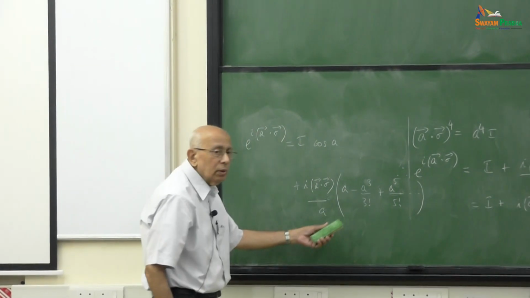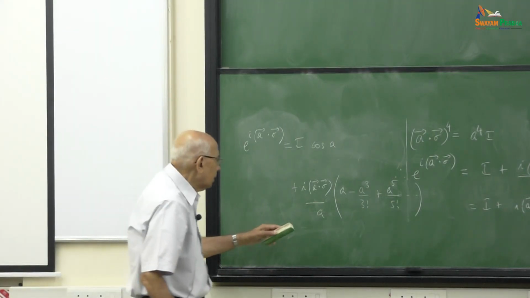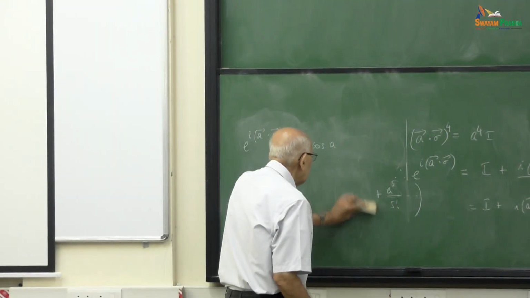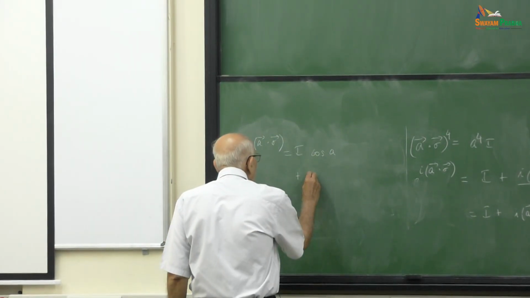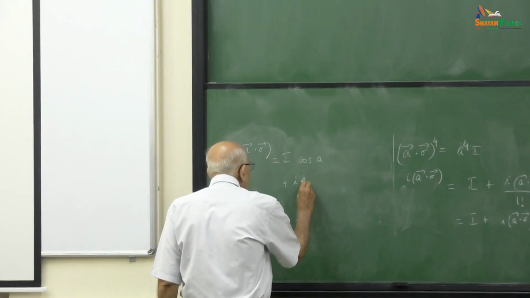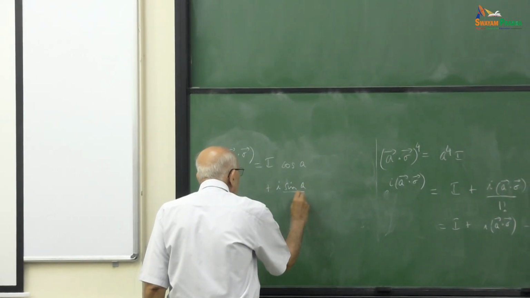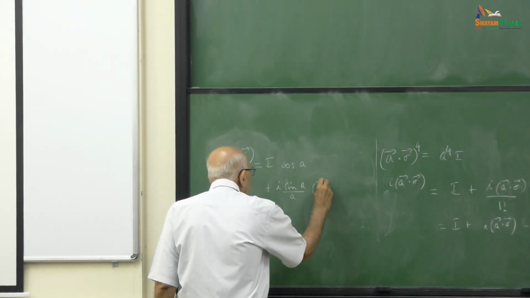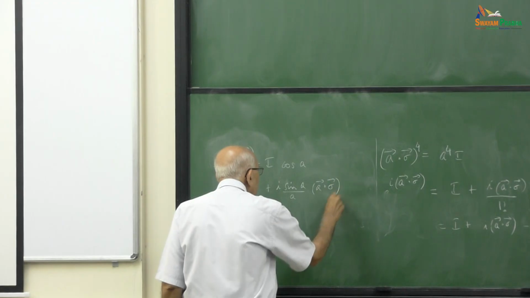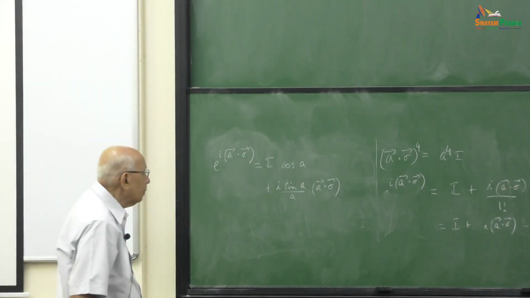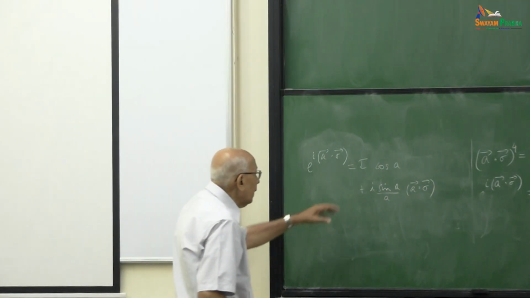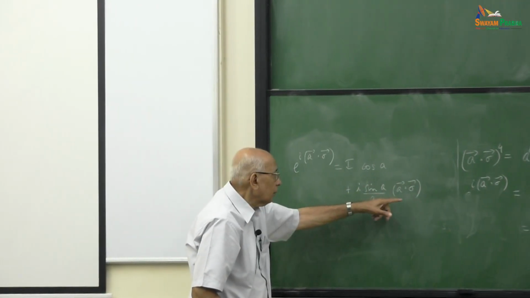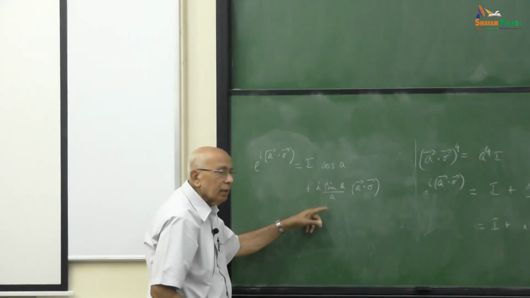And what is this equal to? Sin A. So we have plus i sin A by A, dot sigma. That's the most you can do. The coefficient of i is cosine of A. The coefficient of A dot sigma is i sin A by A.